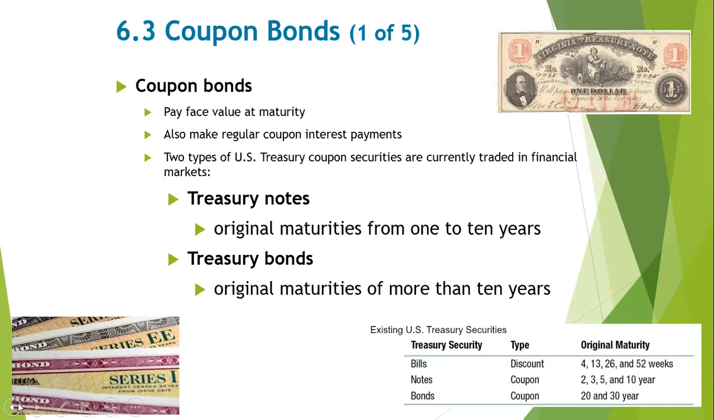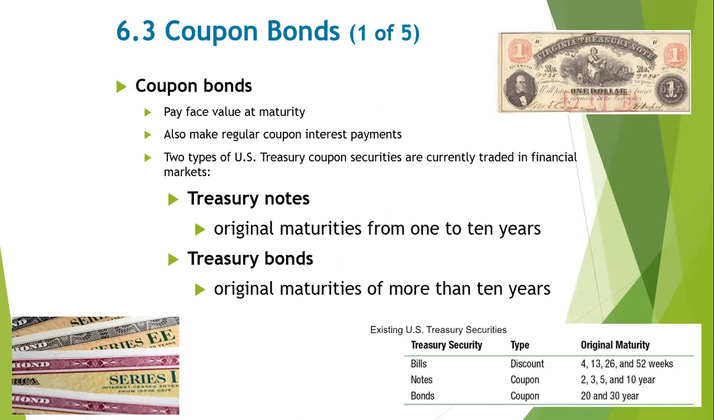Currently, financial markets trade two types of U.S. Treasury coupon securities, and they are Treasury notes and Treasury bonds, as you see here in this table. Treasury notes have original maturities ranging from 1 to 10 years, and you see the Treasury bonds with original maturities exceeding 10 years. The original maturity denotes the bond's term at its initial issuance.